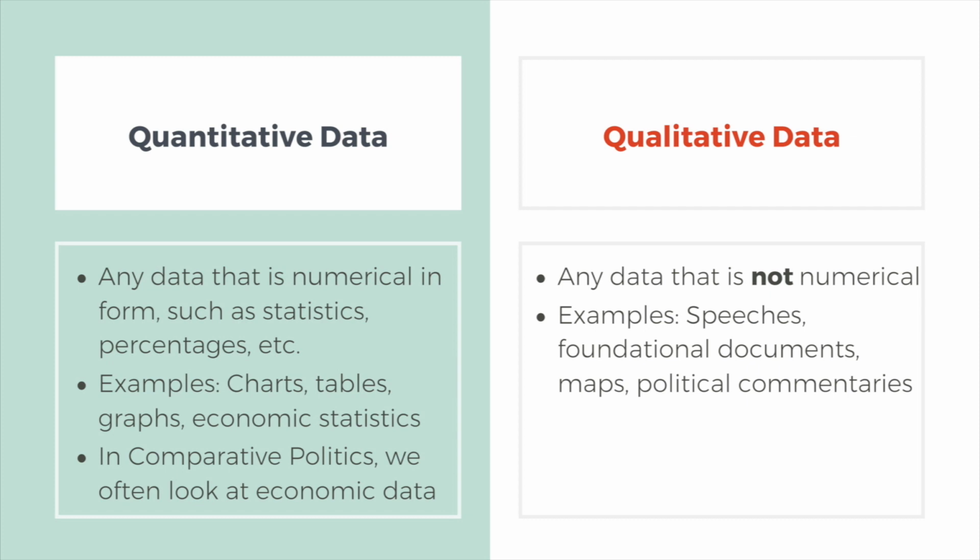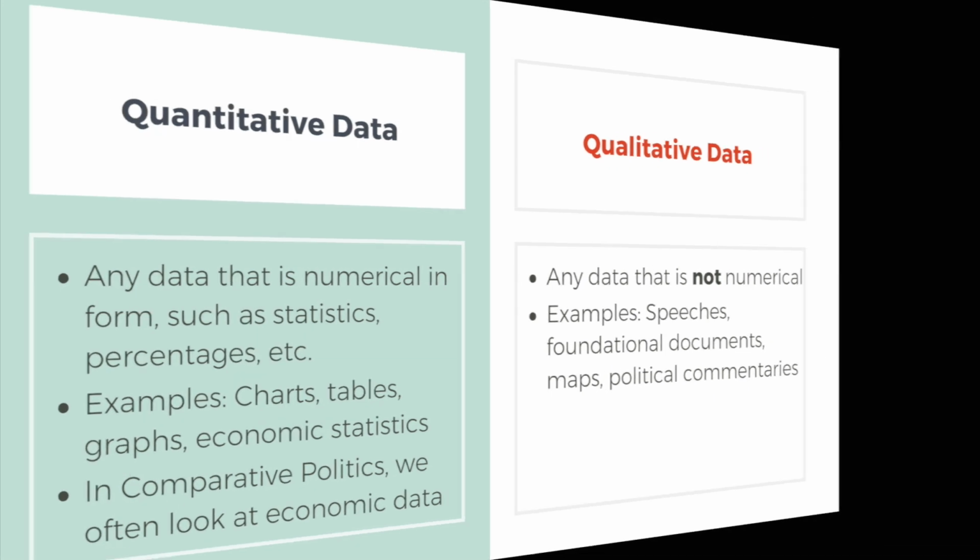Qualitative data, on the other hand, comes in many forms. To keep things simple, we can define qualitative data as any data that's not numerical. For political scientists, qualitative data provides the information that quantitative data leaves out. It can include things like speeches, foundational documents, maps, political commentaries, political culture. Both of these are kinds of data that are very important to us, and they're going to help us make comparisons among and inferences about countries.